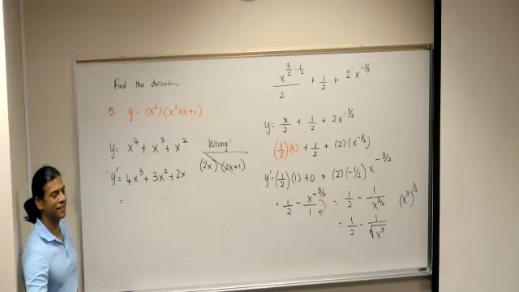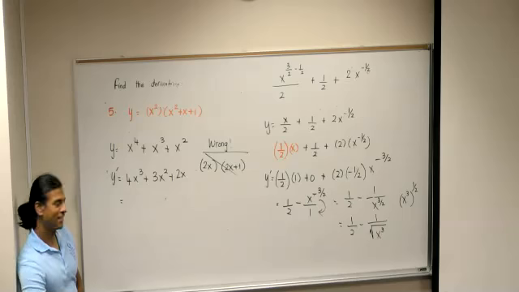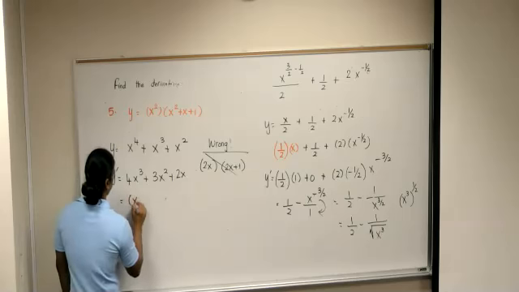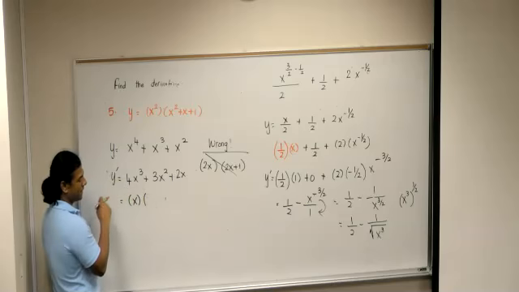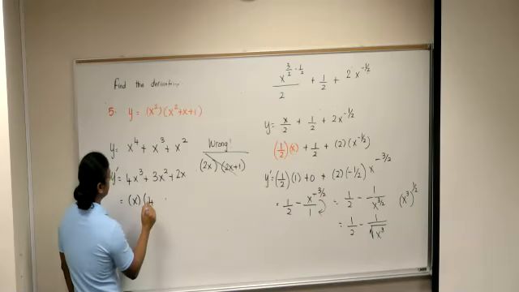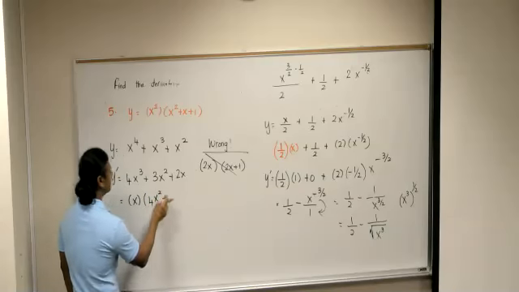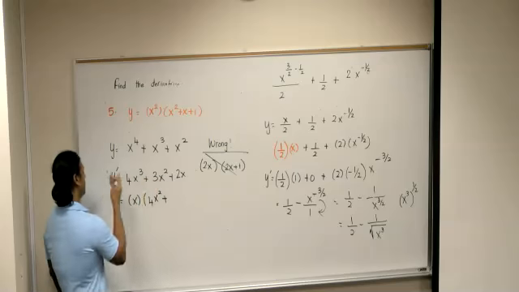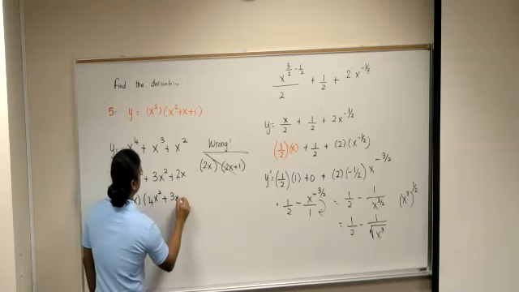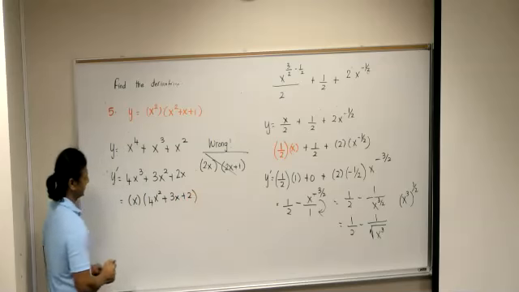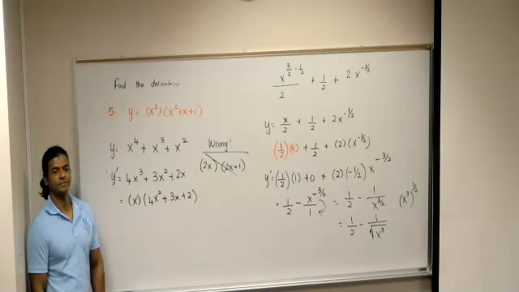What's common in all three terms? X. If x comes out of x cubed, what would we have? X squared. Second term, without x, 3x plus 2. Good.